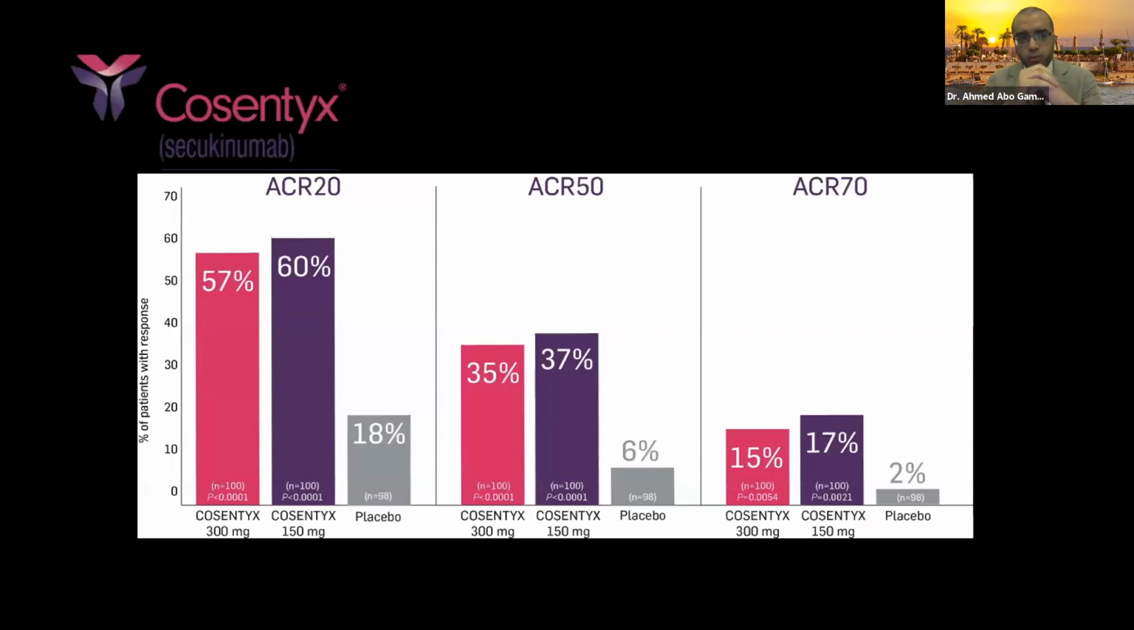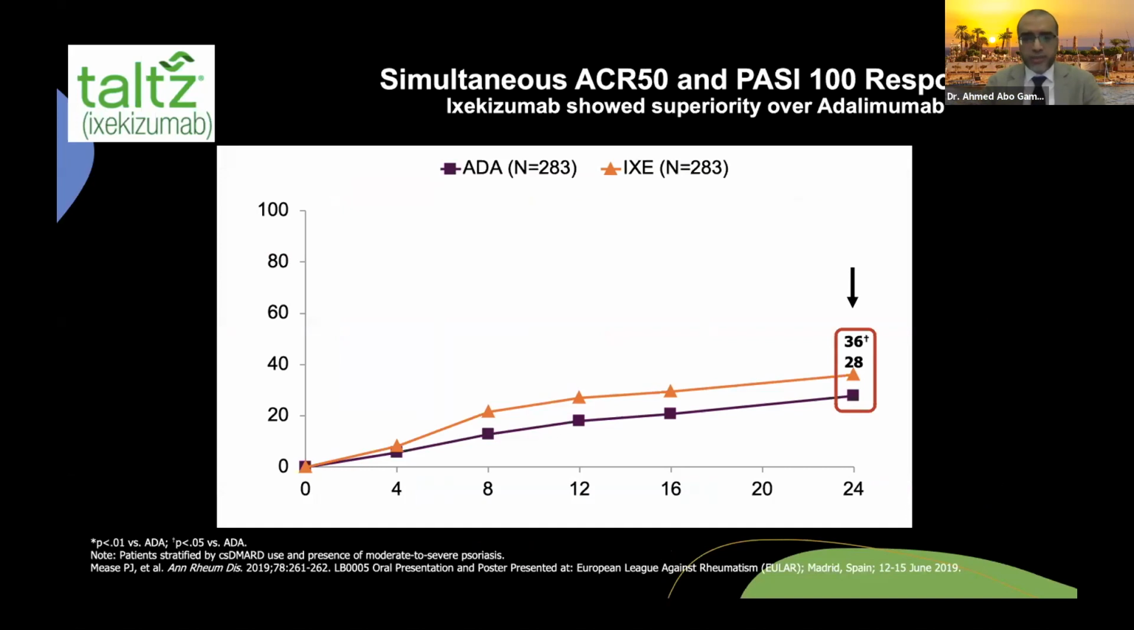The first comer was secukinumab, which shows a significant improvement in ACR 20, 50, and 70 in comparison to placebo. The second comer was ixekizumab, which also shows a significant improvement versus placebo, and in head-to-head trials shows superiority, even in ACR 50 and PASI 100 achievement, versus the standard of care, which is adalimumab in this trial.